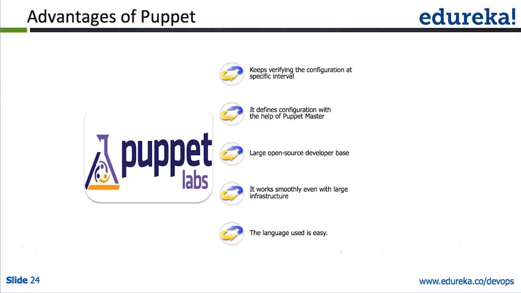It works smoothly even with large infrastructure. We talked about that. No matter how big your infrastructure is, you can centrally manage it. If your setup is really big, you can have multiple Puppet masters, and they can talk to each other and synchronize. So you can use Puppet even for very, very large infrastructure or large enterprise setups.